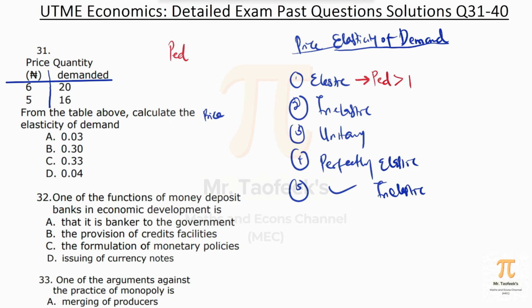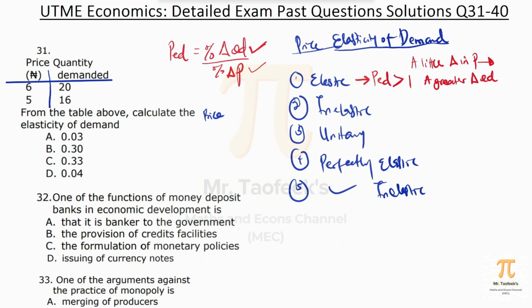And by the way, the formula to work out your PED is just the percentage change in quantity demanded over the percentage change in price. And we're going to come to that once we get to this question. Okay, so elastic means PED is more than 1. This simply means that when price changes a little, the numerator, which is the percentage change in quantity demanded, is more than the denominator. So a little change in price leads to a greater change in quantity demanded.